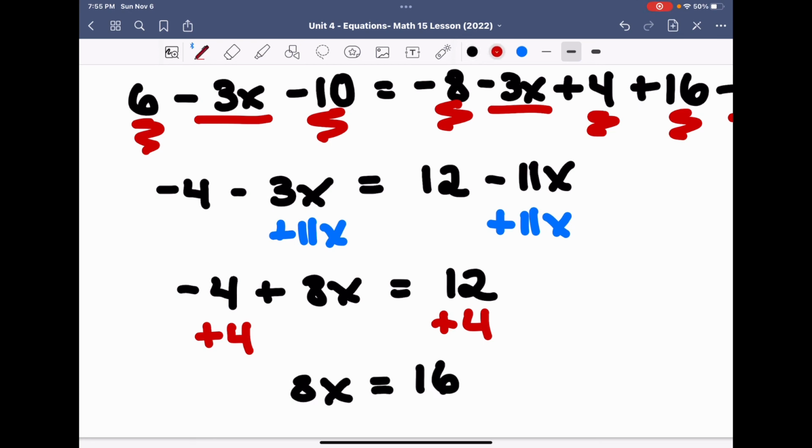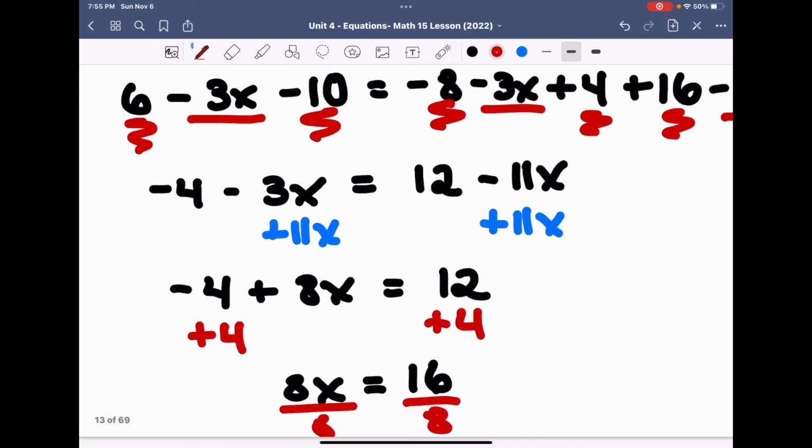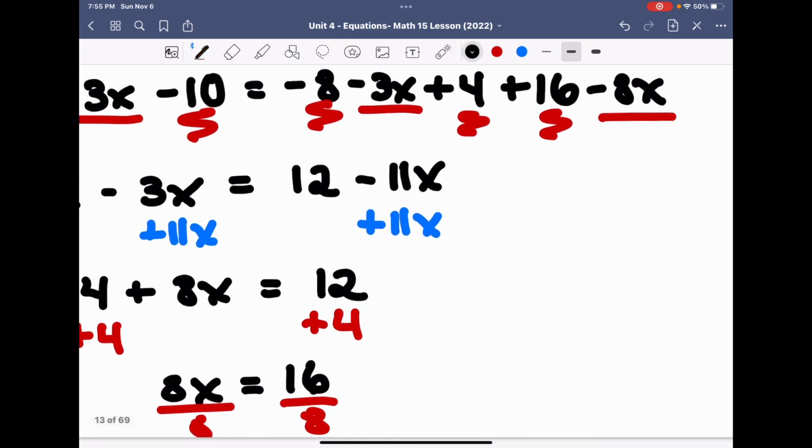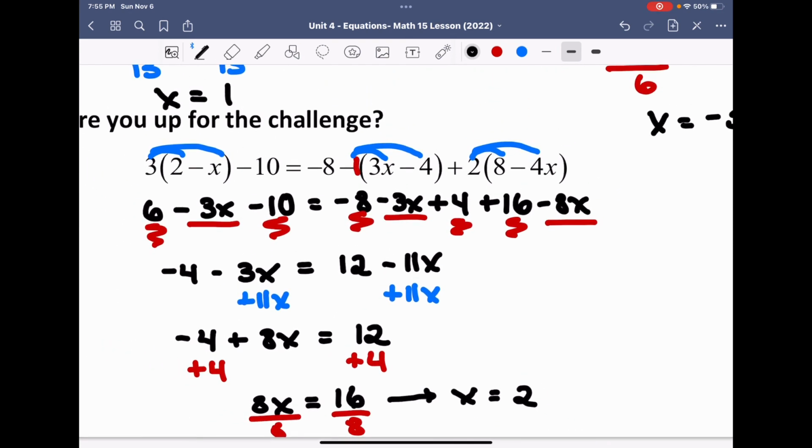If I know that 8's being multiplied to x, I divide both sides by 8. And therefore, my x value is going to be 16 divided by 8, or x is equal to 2. So there would be my solution there.